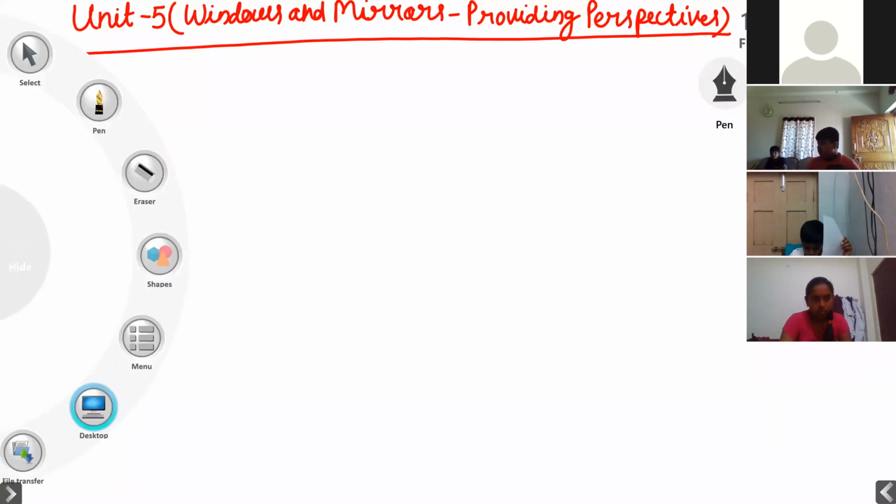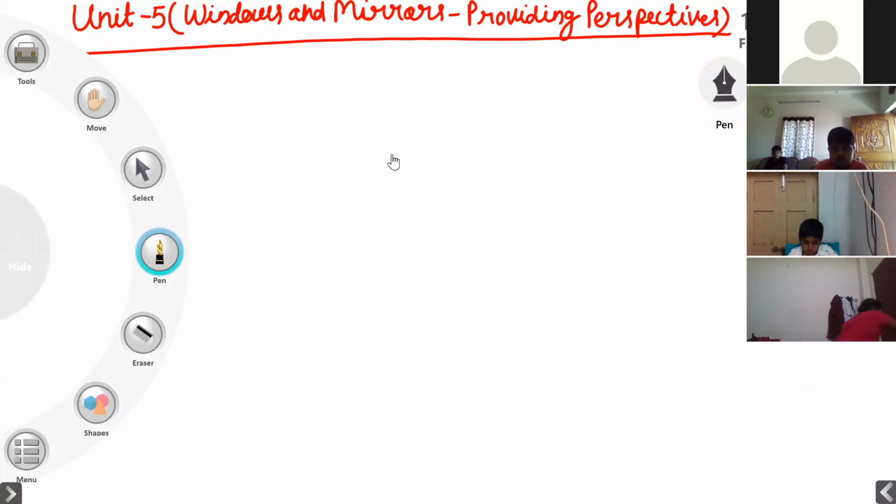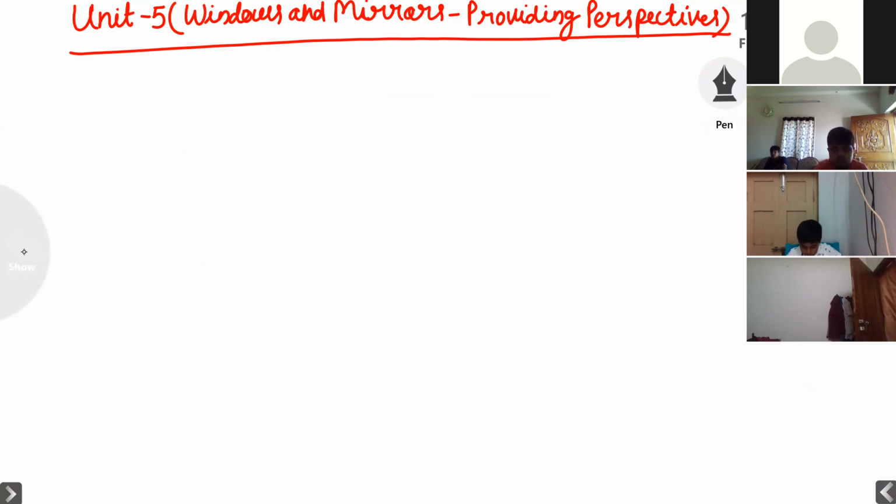The title of Unit 5 is Windows and Mirrors: Providing Perspectives. Today we are going to do an activity. The activity name is Toothpicks Pattern. On the A4 size paper, on the top, write the heading Toothpicks Pattern Activity.